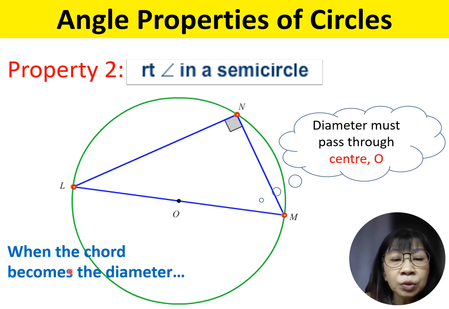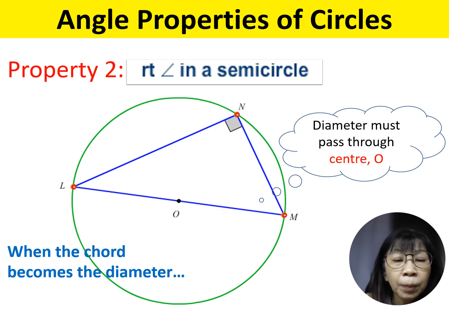What happens when a chord becomes the diameter of a circle? As you can see from here, LM is known as a chord, but this chord is now a diameter because it passes through the center of the circle. It is worth taking note that the diameter is the longest chord of a circle.